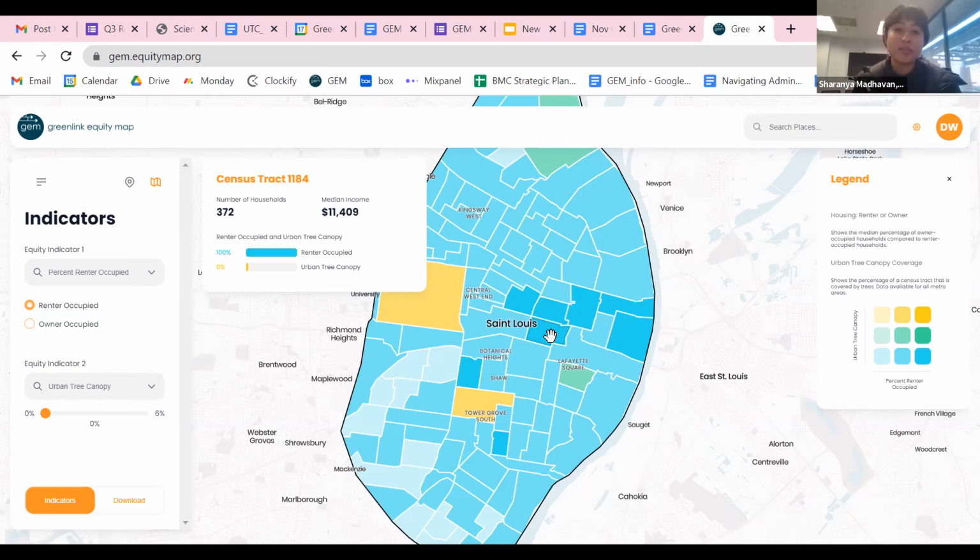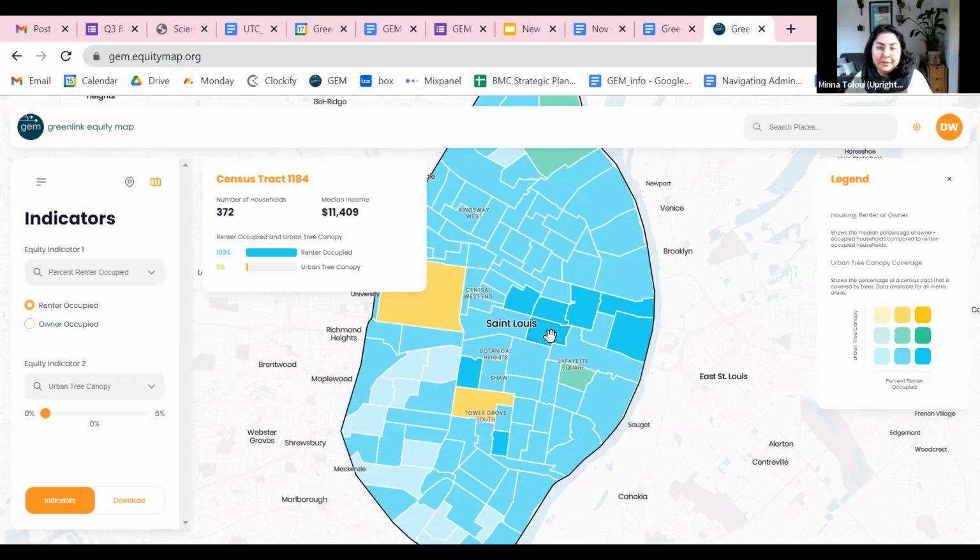So I'm happy to talk more about that offline if anyone has any questions and really dive into that. But when you see 0%, it doesn't mean that there's no trees. It just means relative to these other census tracts and to the area, the percentage of tree canopy cover is very tiny.